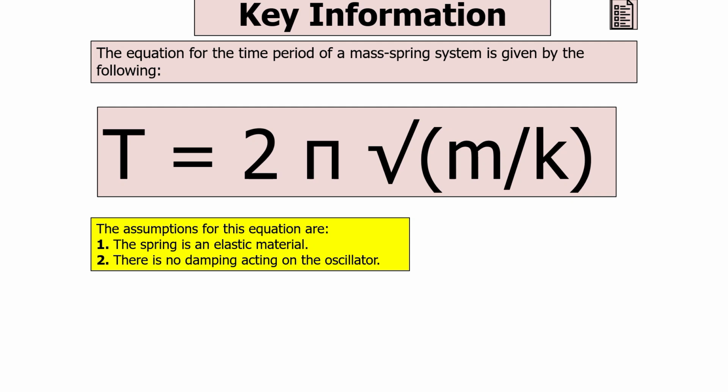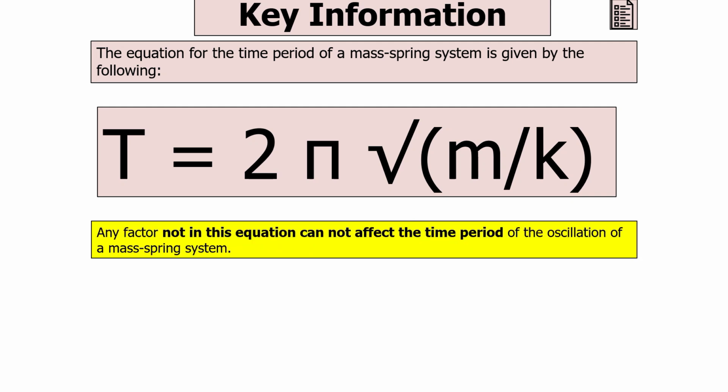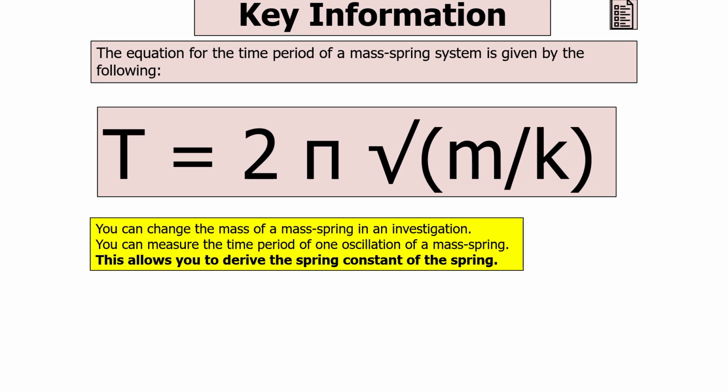Now the assumptions for this equation are that the spring is an elastic material and there is no damping action on the oscillator. Any factor not in this equation cannot affect the time period of oscillation for a mass spring system. Now you can change the mass of the mass spring in the investigation, you can measure the time period of one oscillation of a mass spring, and this allows you to derive the spring constant of the spring.